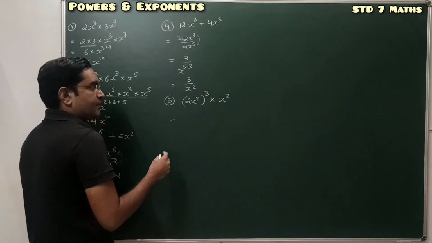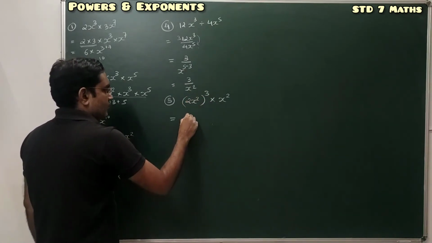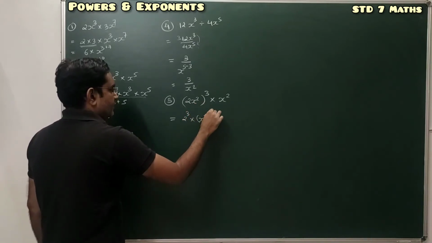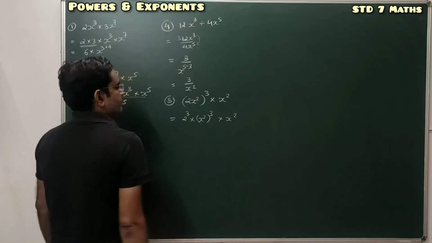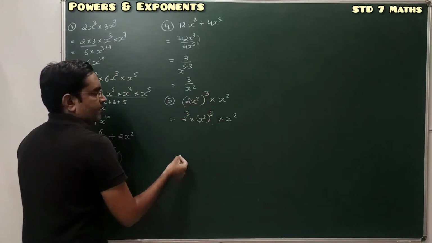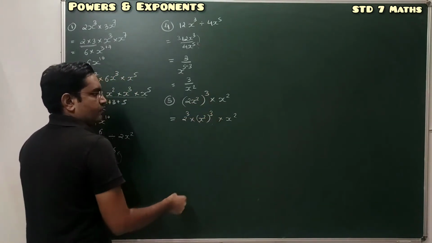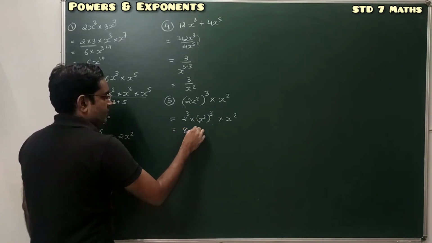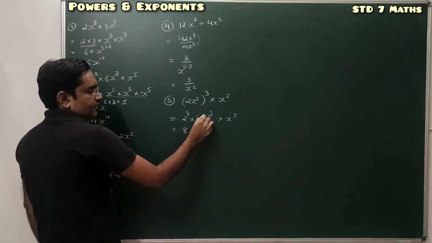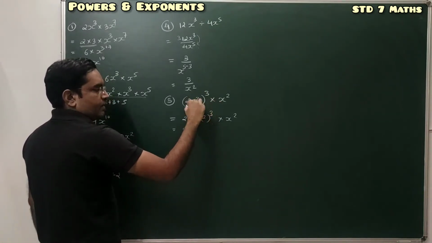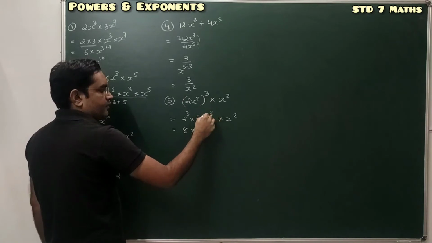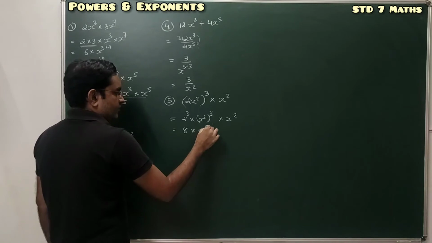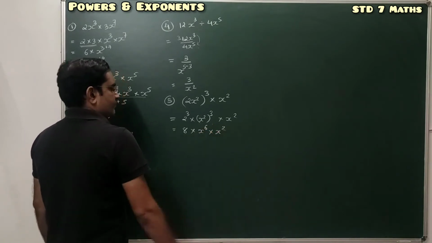So first we will apply the power of multiplication rule. So it's 2 raised to 3 multiplied by x square raised to 3 into x square. Power of multiplication, and now here it's a power of power. Simplification: 2 cube is 8 multiplied by x raised to 2 raised to 3. Power of power, when power of power is there, we can perform the multiplication of these 2 powers. It's 2 into 3, it's x raised to 6 multiplied by x raised to 2.